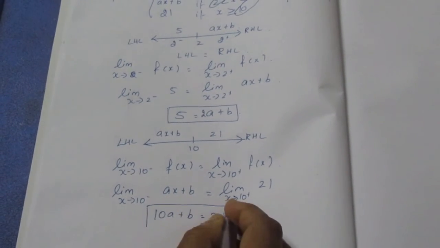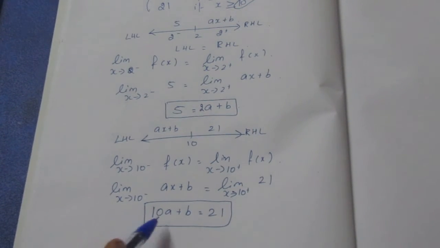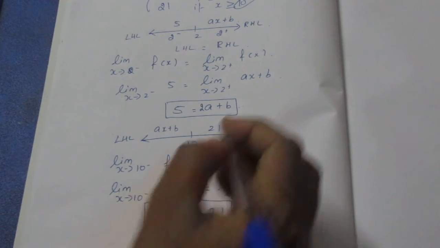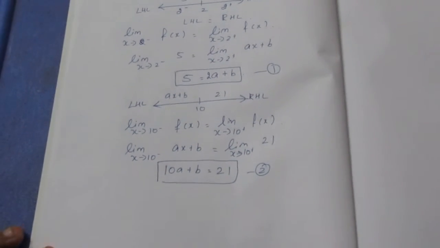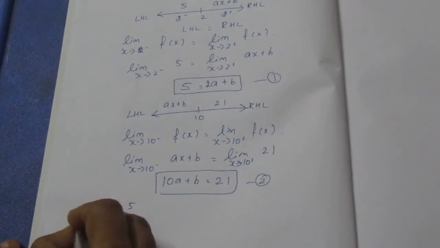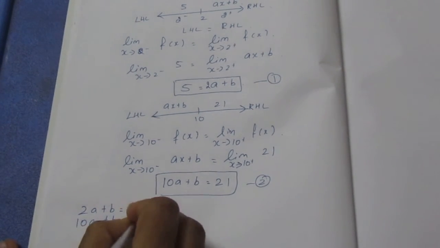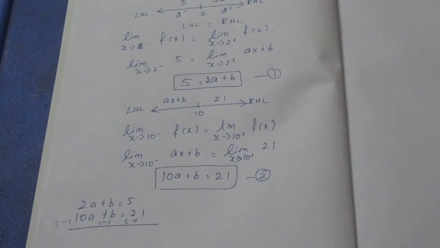Now we have got two equations, that is 5 is equal to 2a plus b. Here 10a plus b is equal to 21. Do elimination of both the values. So take this equation as 1 and this as 2. What we have learnt in lower classes: 2a plus b is equal to 5. Here 10a plus b is equal to 21. I am going to eliminate, that is, we are going to change the sign.